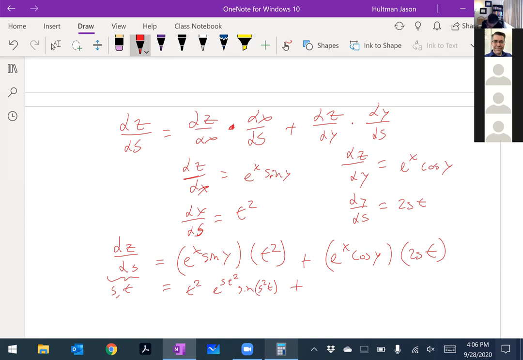And then the next one, e to the x cosine y, same thing. I'm going to put the 2st in front, times e to the st squared times the cosine of s squared t. And so that is the partial of z with respect to s.